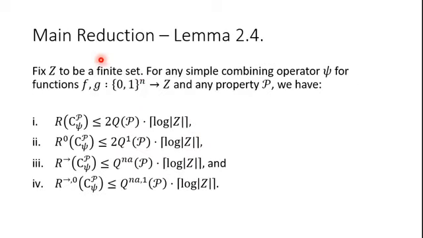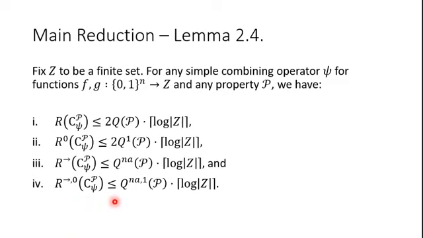Now we're ready to discuss the main reduction lemma, Lemma 2.4, and we'll be seeing this in use all throughout the paper, so it's very important. Let Z be a finite set. For any simple combining operator psi for functions f, g from {0,1}^n to Z and any property P, we have the following relations between the communication complexities that we defined earlier and the query complexities that we also defined corresponding to the communication complexities. This side is for the testers and this side is for the communication complexities.